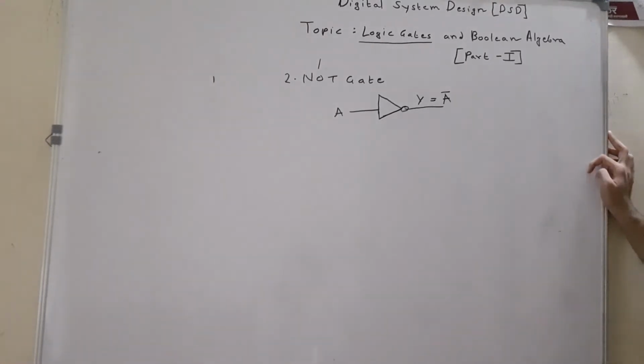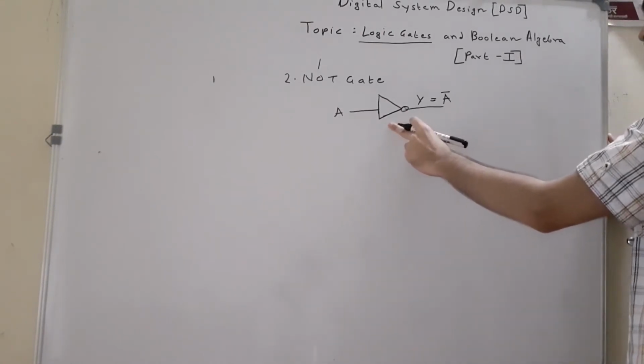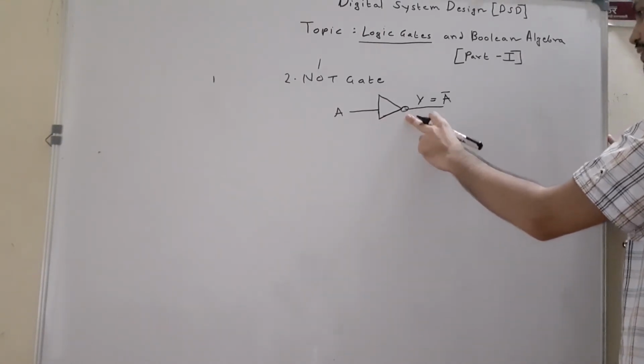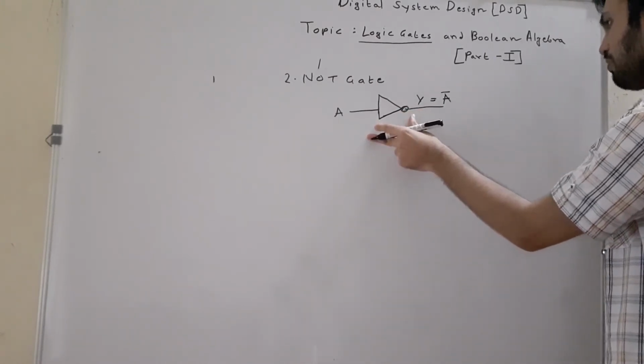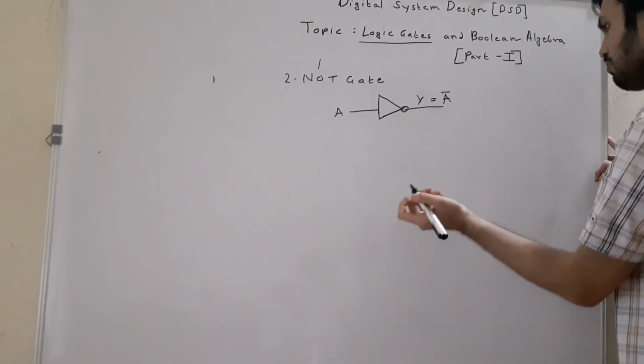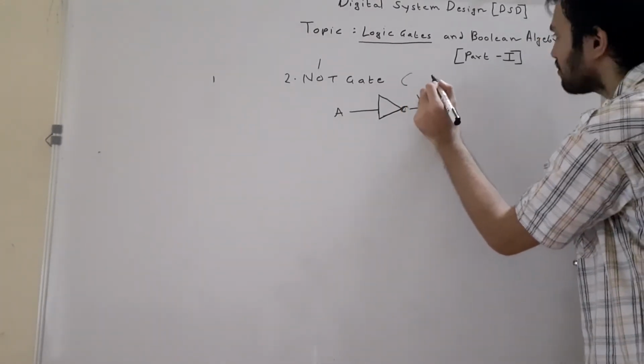Okay. So this is the logical symbol. This is the symbol for NOT gate. So when you see a triangle followed by a circle, this stands for the complement. So this is the logical symbol of a NOT gate, and its IC number is IC 7404.